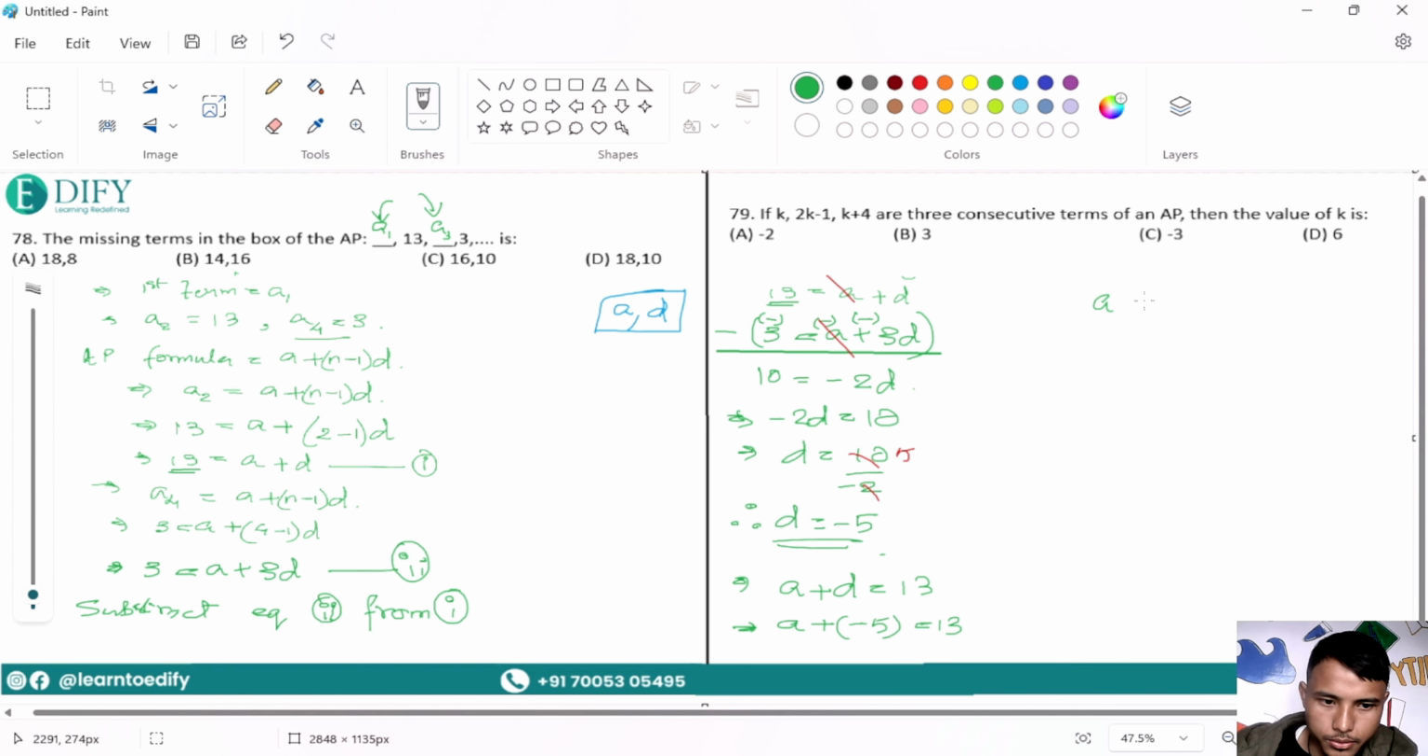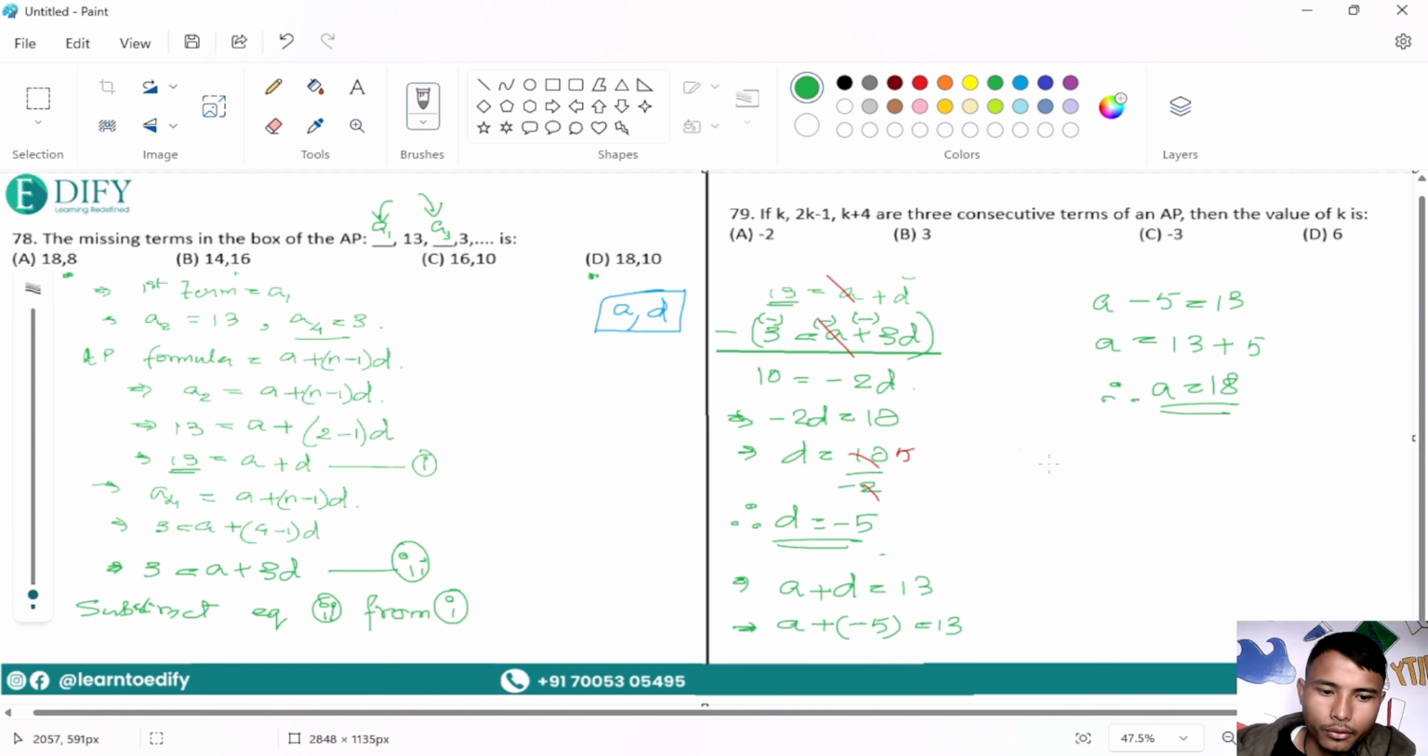Solving, a minus 5 equals 13. A is equal to 13 plus 5. So therefore a is 18. So the first term is 18.